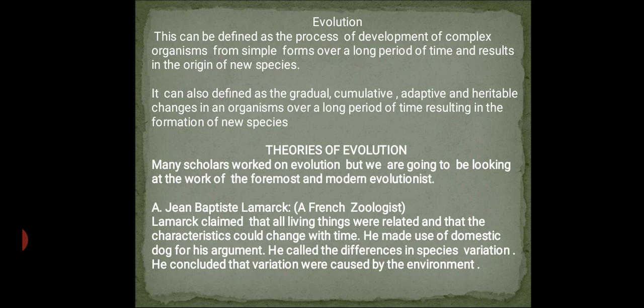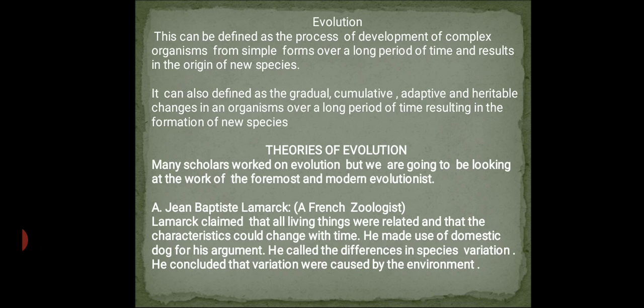Now, theories of evolution. We have many scholars who worked on evolution, but we are going to be looking at the work of the foremost and modern evolutionists. One is Jean-Baptiste Lamarck. Jean Lamarck is a French zoologist. He made a claim that all living things were related and that characteristics could change with time. He made use of domestic dogs for his experiments. He called the differences in species variation, and he concluded that variation was caused by the environment.